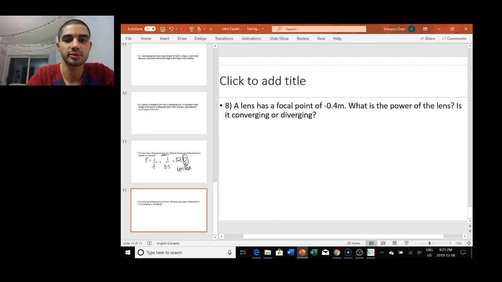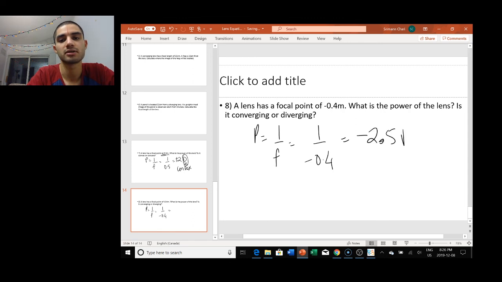Negative focal point at negative 0.4. Again, power is equal to 1 over negative 0.4. This is 10 over 4, 5 over 2, 2.5. This lens is a diverging lens.